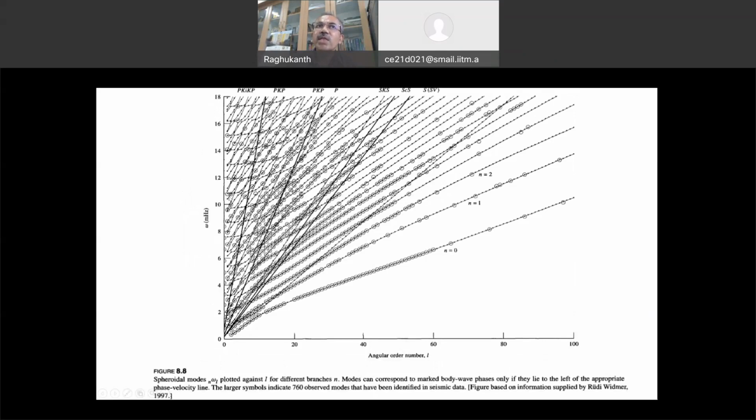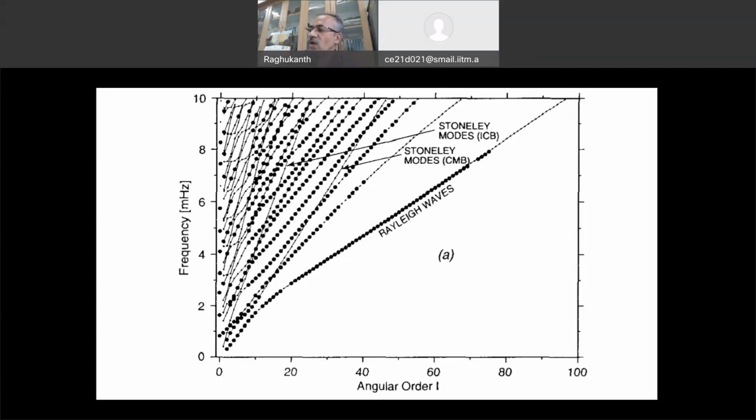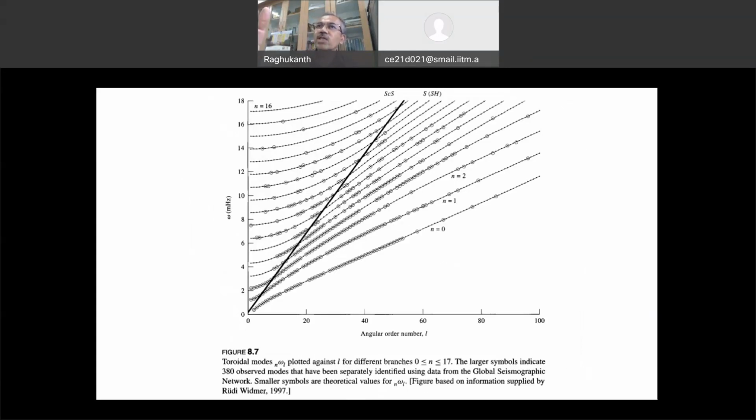In this region you will see waves which have traveled through the inner core, mantle, and other layers. PKP means maybe the mantle itself. Then the P wave, then SKS, SCS, SV. You can identify all the natural frequencies, get all the details, and easily find out the internal structure of a planet itself. The Stoneley modes are there. Then these are the toroidal modes. This also you can plot, and then you can get all this information also.